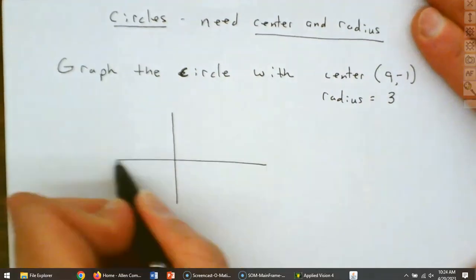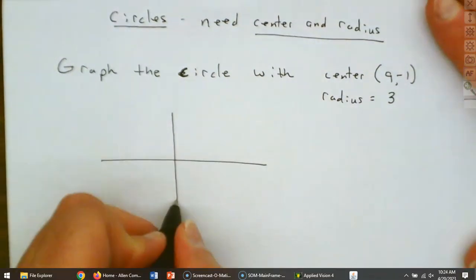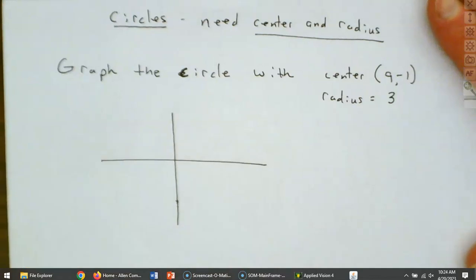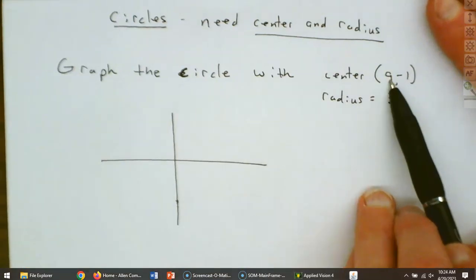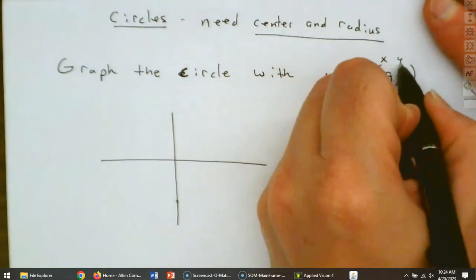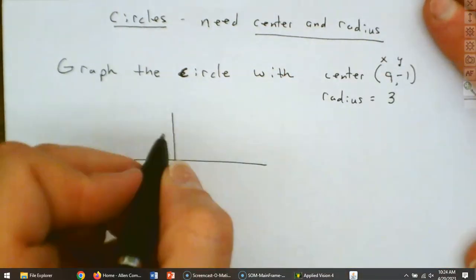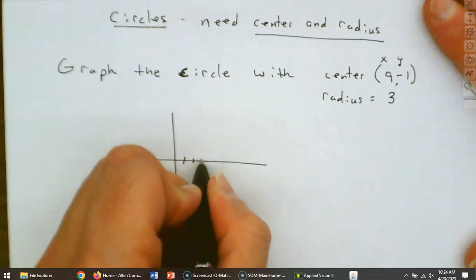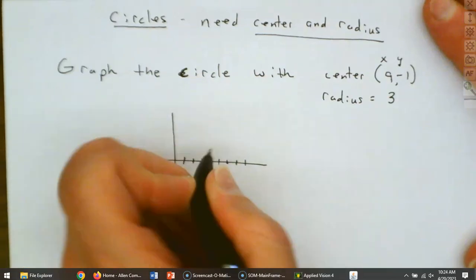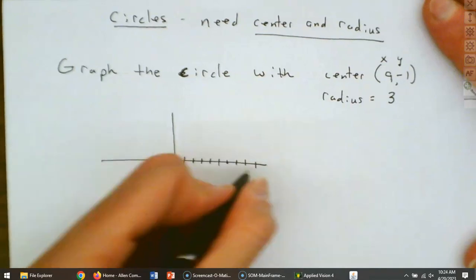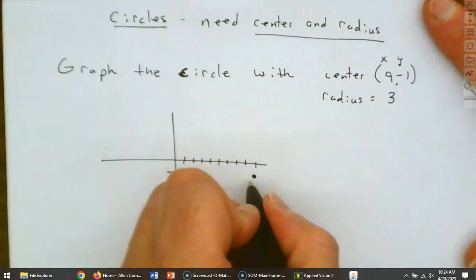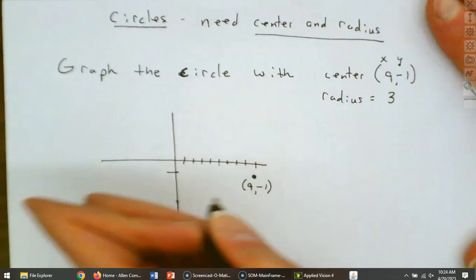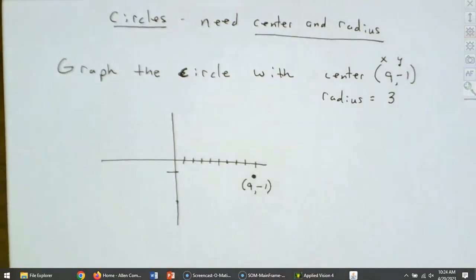How would I do that? Well, first thing I do is I have a center and I plot that point. Careful with the x and the y. Remember, this goes x and y. So 9, -1 would be over 9 units, 6, 7, 8, 9, and down 1. So right there is my center at 9, -1. And then we go 3 units in each direction. Up, down, left and right, curve them together when we're done.